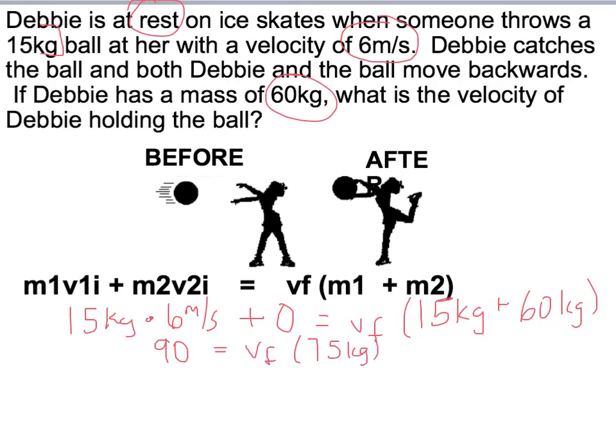Now to get this final velocity by itself, we have to divide both sides by 75. So let's do that in our calculators. 90 divided by 75 equals 1.2. So the final velocity of those together is 1.2 meters per second. Now you have to ask yourself, does that make sense? When Debbie catches that ball, will they be moving slower or faster than 6 meters per second? Slower, right? Because now the system, or the thing that's moving, is more massive.